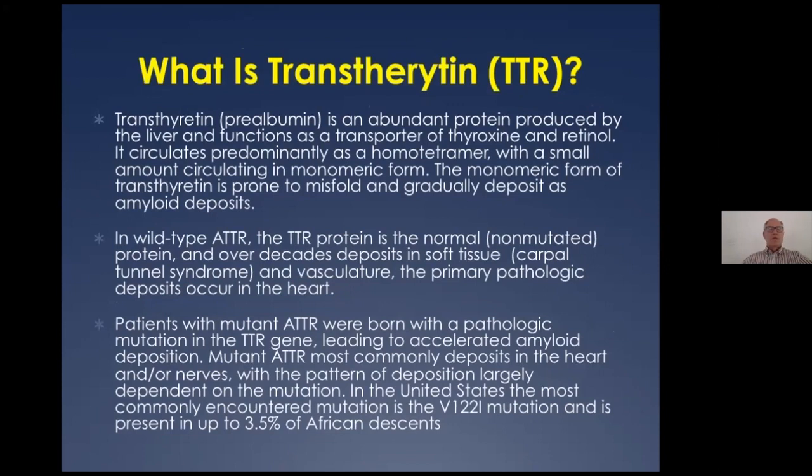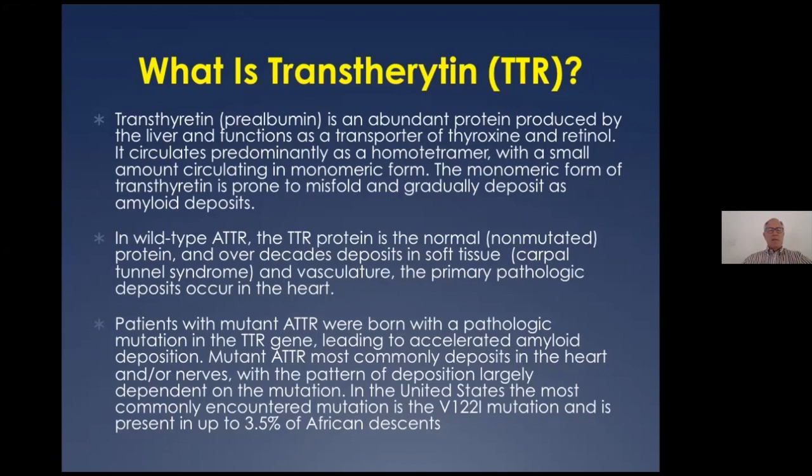So let's talk about transthyretin and what it really is. It was previously known as prealbumin. It's an abundant protein that is produced by the liver and basically functions as a transporter of thyroxine and vitamin A. It circulates predominantly as a homotetramer, as we saw in that previous slide, with a small amount circulating in a monomeric form. This monomeric form of transthyretin is prone to misfold and gradually deposit as amyloid deposits.